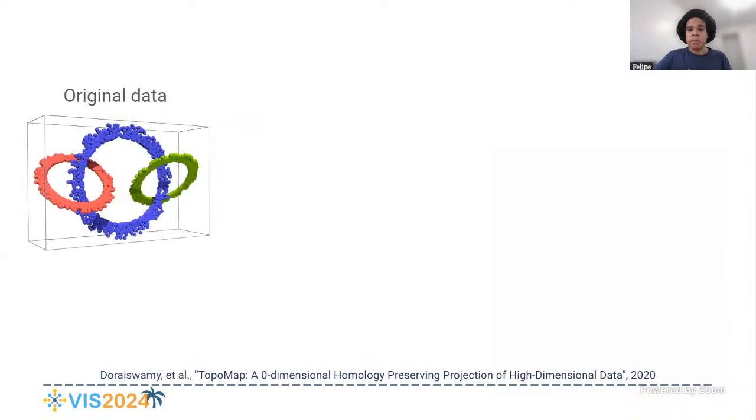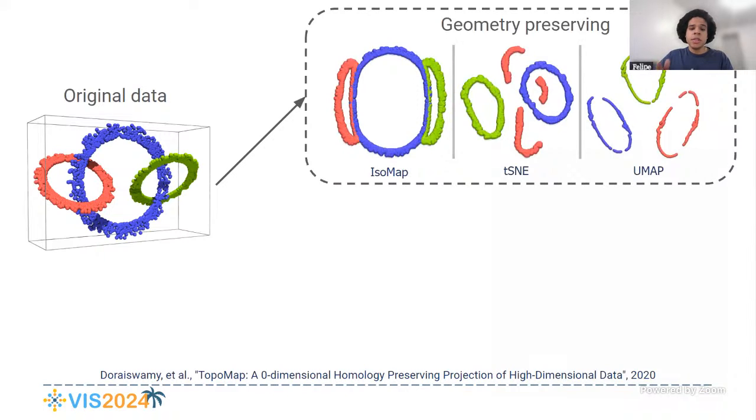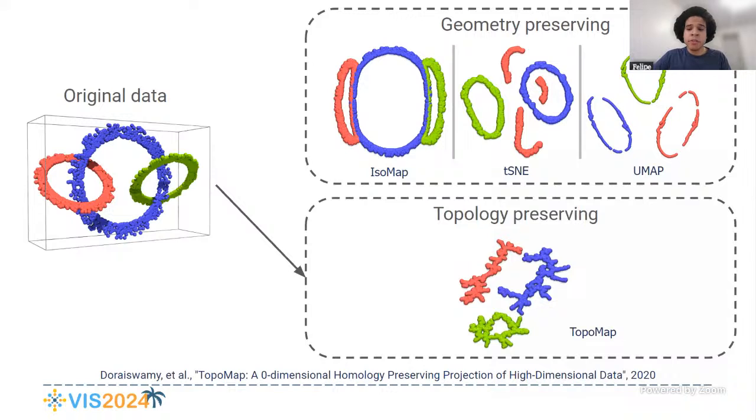To tackle this problem, research has been done to incorporate topological features in the projection. Here we have a 3D dataset, and here, 3 different geometry-preserving projections. Notice that each of them tries to preserve the cycle somehow, but to achieve this goal, they can separate or artificially create clusters. Here we have a topology-preserving projection called TopoMap that has provable guarantees of mapping points in 2D, preserving the connected components. Our work extends TopoMap and addresses its main drawbacks.